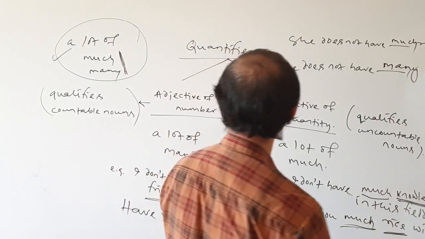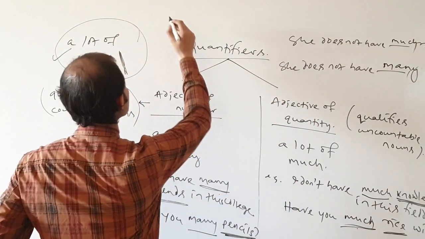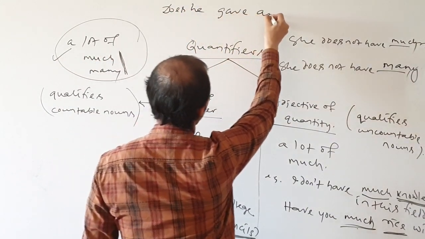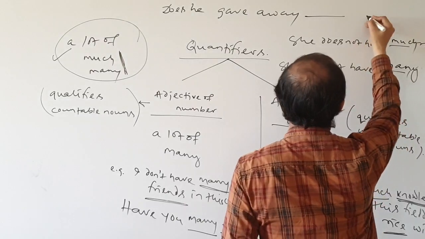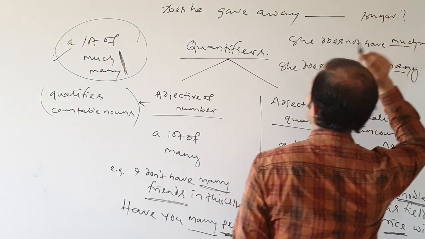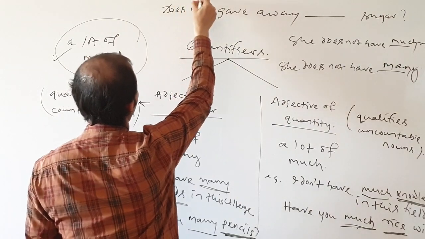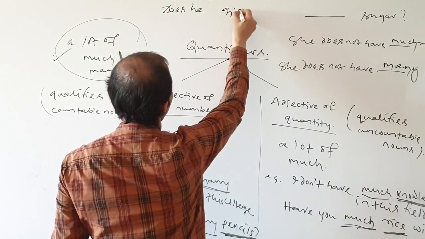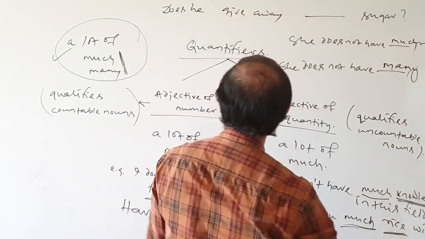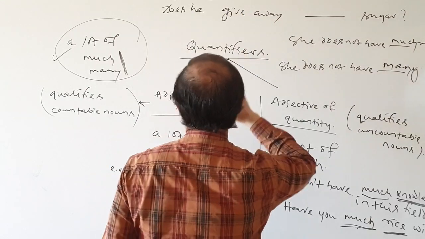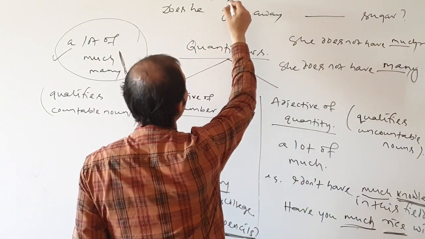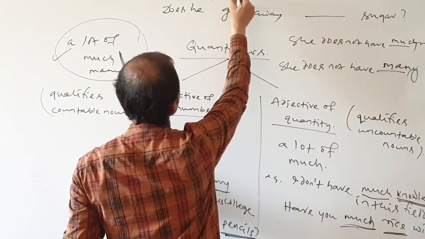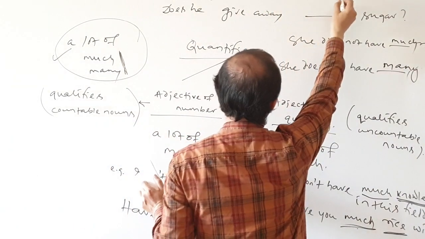Similarly, if the sentence is interrogative, suppose, does he give away dash sugar? And another sentence is, does he invite dash friends?